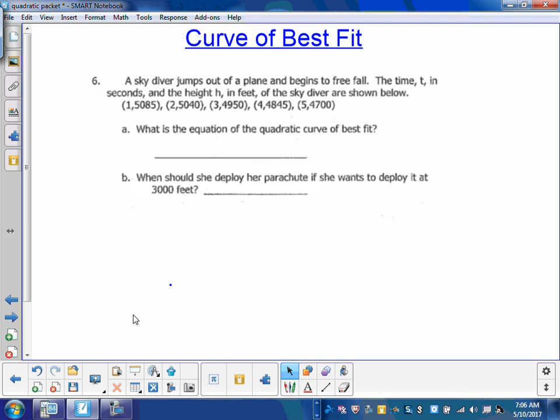Let's calculate a curve of best fit. A skydiver jumps out of a plane and begins to free fall. The time t in seconds and the height h in feet of the skydiver are shown below. What is the equation of the quadratic curve of best fit? So when we say curve, we want to do a quadratic. When should she deploy her parachute if she wants to deploy it at 3,000 feet?